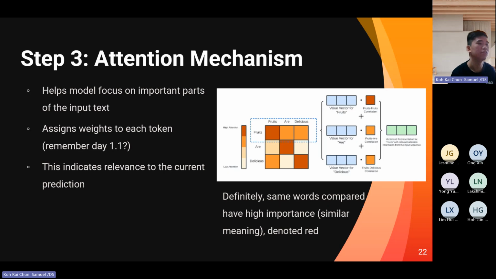the word is. So for example, fruits and fruits, right? Fruits is very important to fruits itself because it describes itself. So this is known as self-attention, and hence by itself it has high importance, denoted by a high weight. So in the matrix itself, fruits and R. The R would describe fruits, and hence high importance, slightly high attention, and even delicious as well. Why is delicious important? Because delicious describes fruits, and hence delicious has a high weightage.